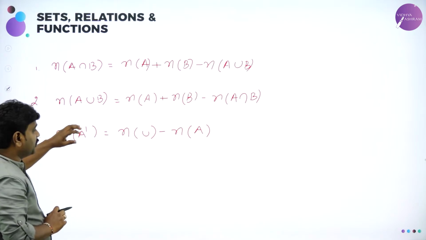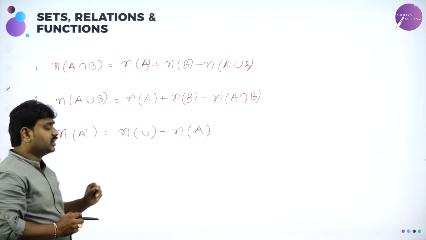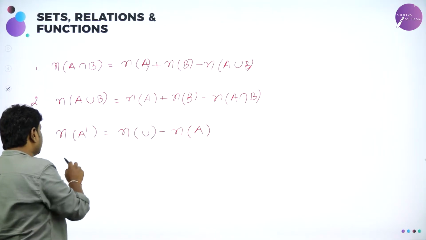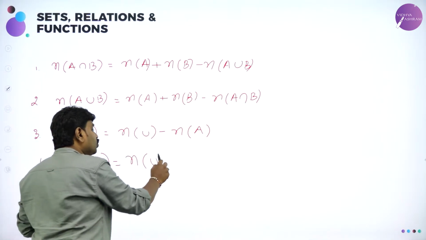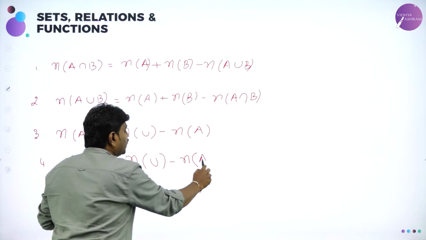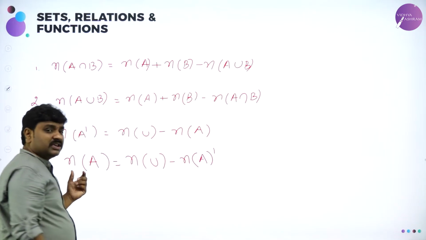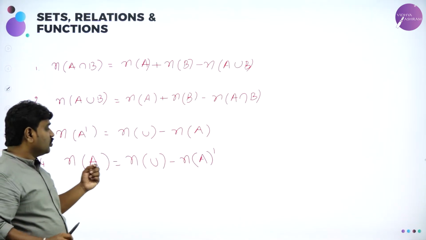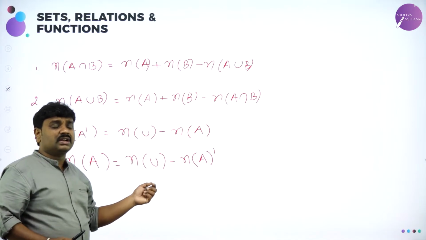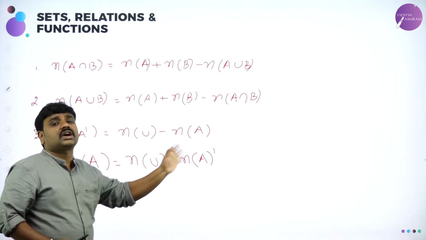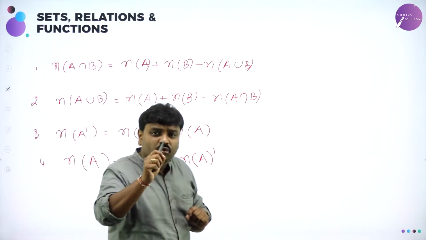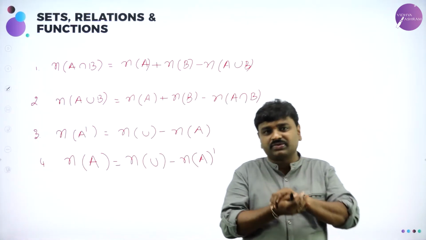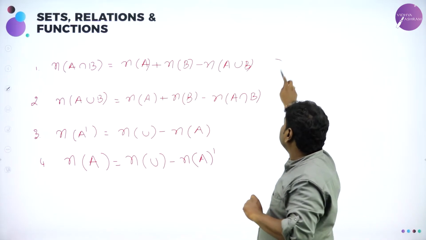If you want the complement, from the universal set remove the set. Or the other one, from this you can derive. If I want just n of A, then I can do n of U minus the complement. If you want the number of elements in any set, remove its complement from the universal set. If you want n of B, how to find n of B? N of U minus n of B dash. So these are interesting relations.